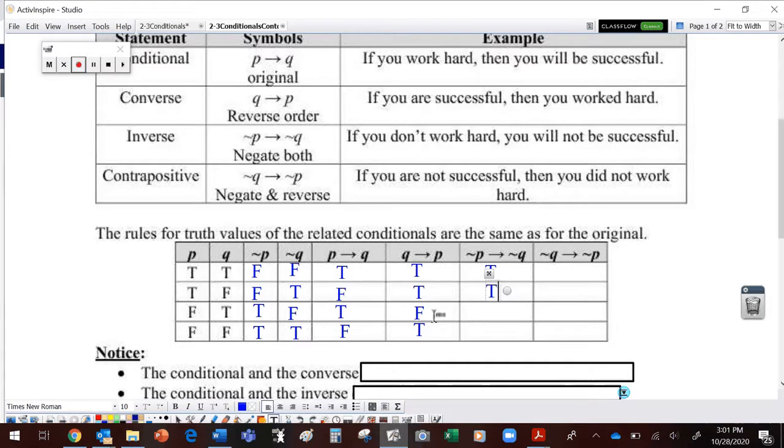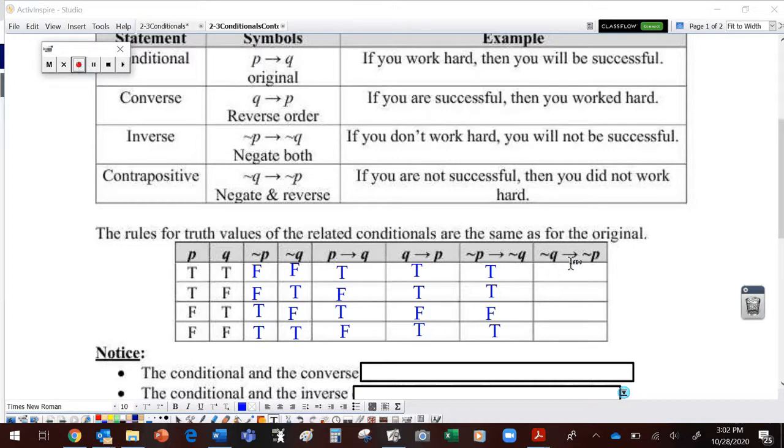Okay, now on the next two, we have the hypothesis is true. Now the only way that the conditional statement can be false is if the hypothesis is true and the conclusion is false. And that happens in this row. So this time, the inverse is going to be false. Okay, now over here, we have that the hypothesis is true, the conclusion is true. That means that the entire statement is true. Okay? All right.